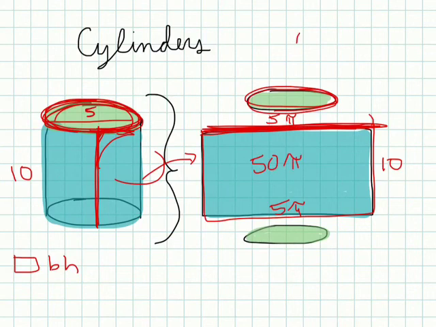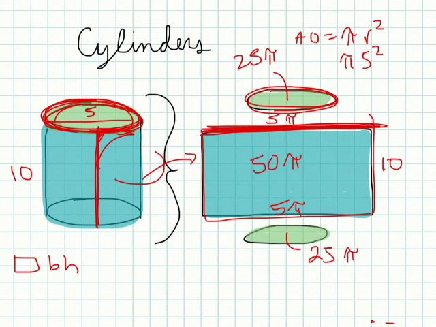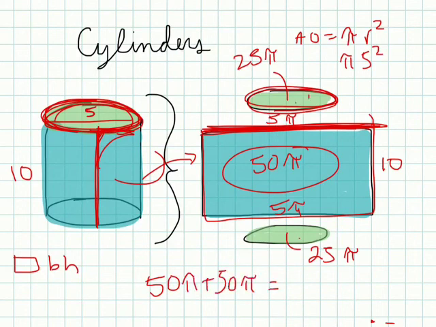The area of a circle is pi r squared. So in this case, it's pi times 5 squared. So each of these would be 25 pi. This one is 25 pi. So the area of this cylinder would be your lateral area, you have 50 pi, plus the two areas of your circles, so plus another 50 pi, equals 100 pi, and then we can multiply that by approximately 3.14 to give us an approximate value of 314.